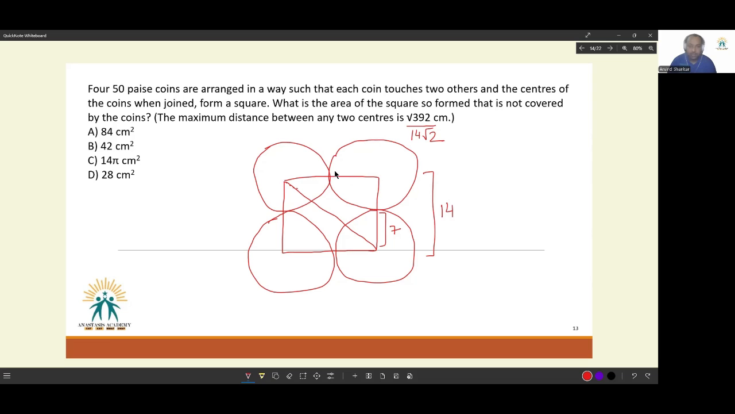So essentially what is being asked of you is to find the area of the square, which is 14 square, minus 4 quarters of a circle, or one full circle. So pi 7 square. This is what you are expected to calculate. So 196 minus 22 by 7 into 7 square. 22 into 7 is 154. 196 minus 154, and the answer in this instance is going to be 42 centimeters square.